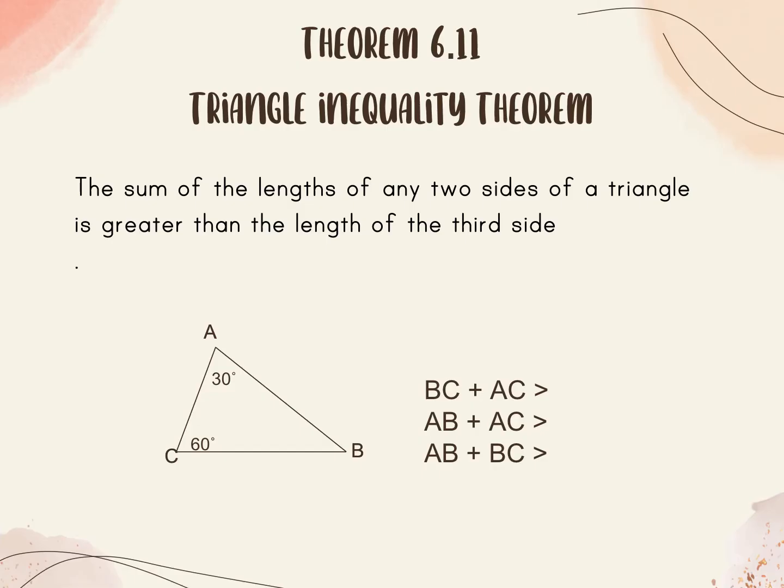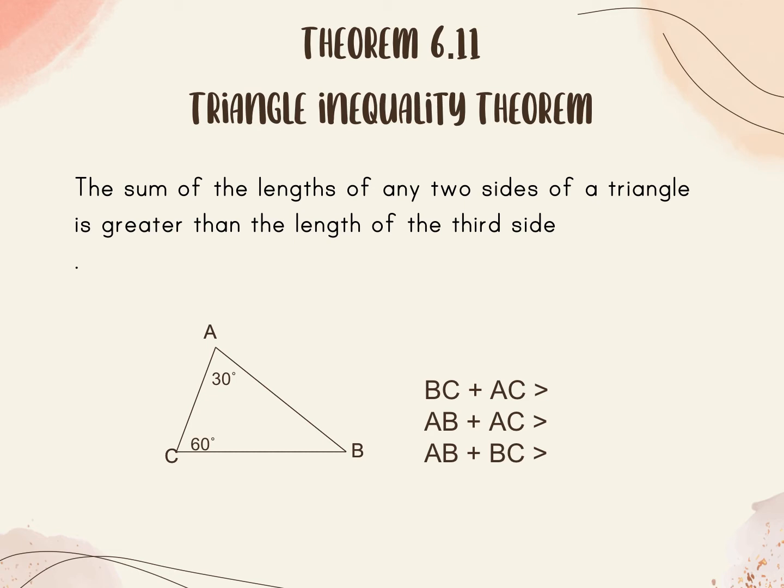So the next slide is the triangle inequality theorem. We use this to figure out if three numbers or three sides that are given to us will form a triangle. What this one states is that the sum of the lengths of any two sides of a triangle is going to be greater than the length of the third side. So what we want to do here is add two sides at a time, and then it always has to be greater than that other third side that we didn't add.